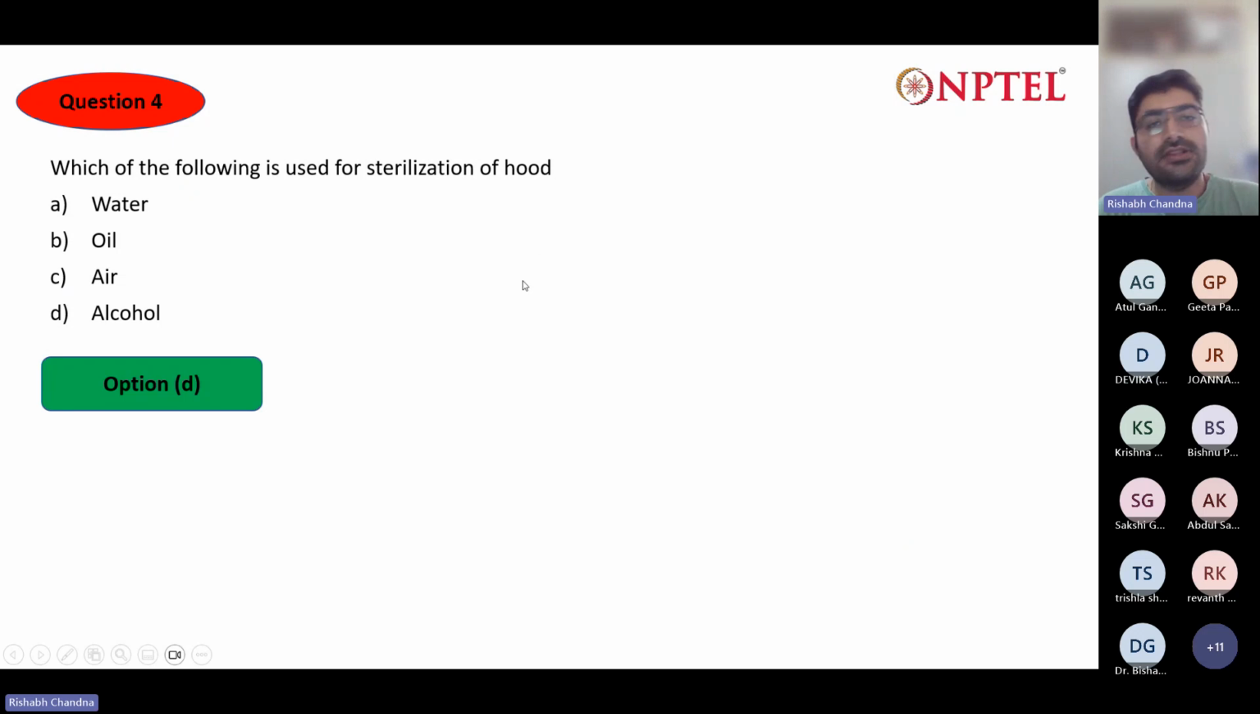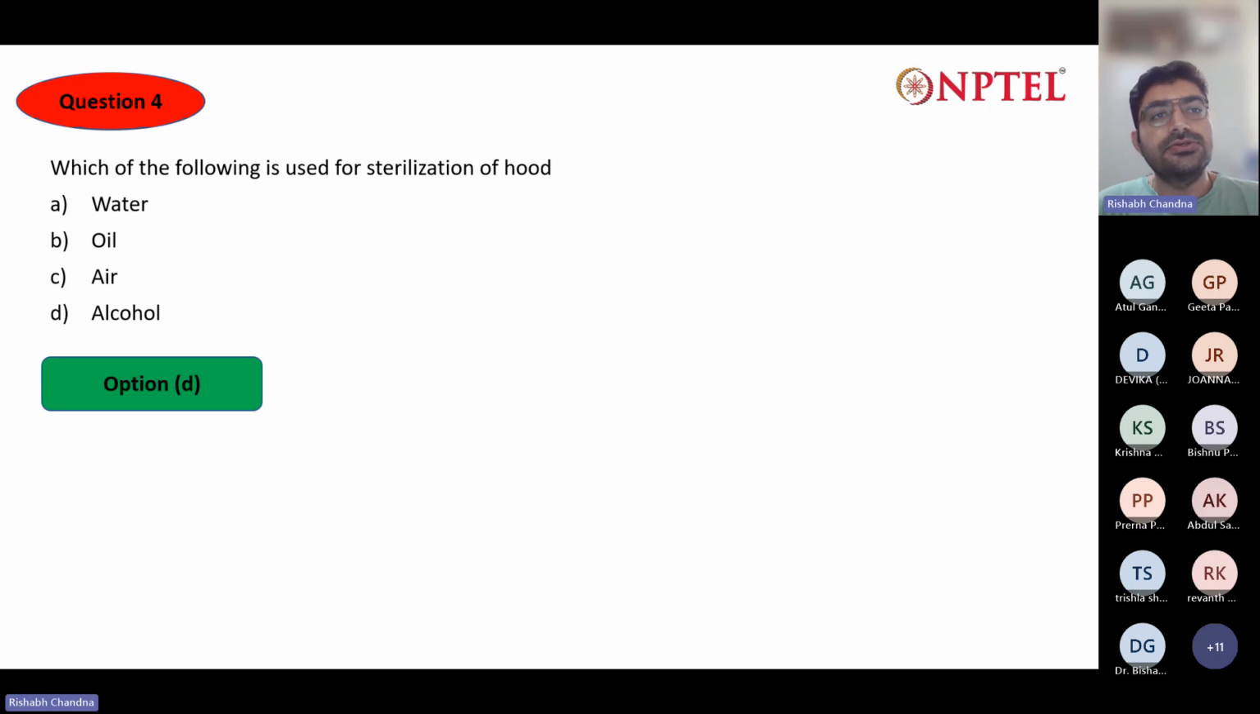And then after that, we can switch on the UV for some time, or we can switch on the UV previously and then wipe it with alcohol. So that allows any contaminant or any other thing that is lying on the working bench to be cleared out. And this is the main use of alcohol for sterilization before working on any experiment.